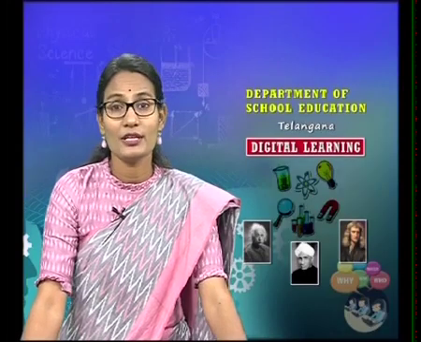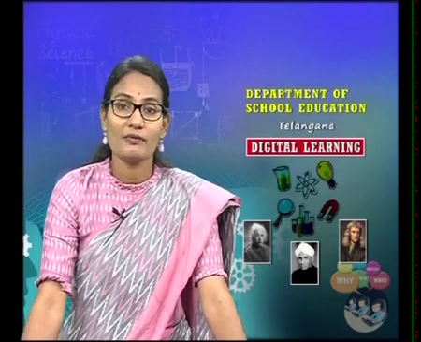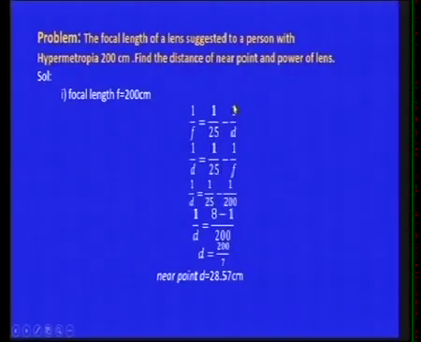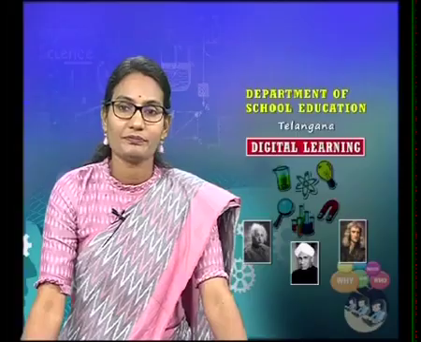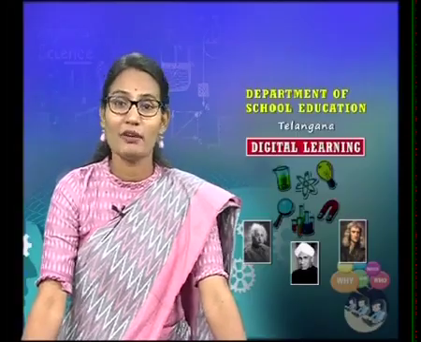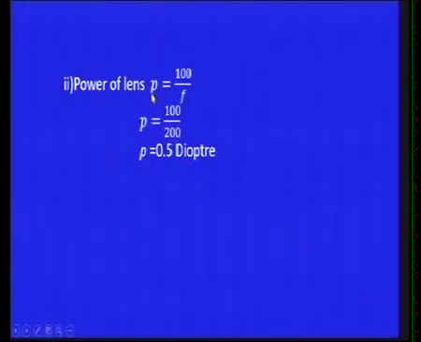So we use here the focal length of the convex lens for the hypermetropia defect. Now calculate the power of lens. Power of lens P equal to 100 by F. Why am I choosing 100 here? Because F is taken in centimeters. F is given in centimeters. Here the focal length of the lens is given in centimeters. That's why I choose this formula, P equal to 100 by F.